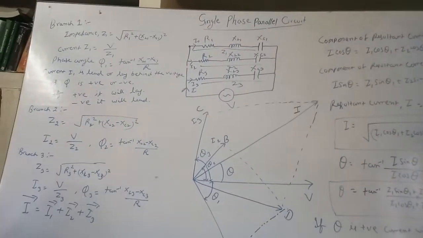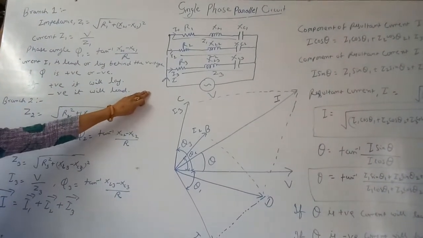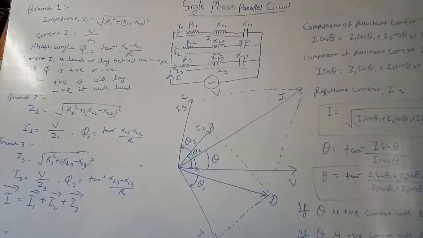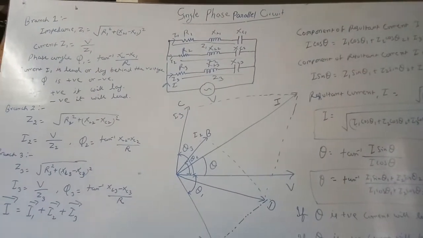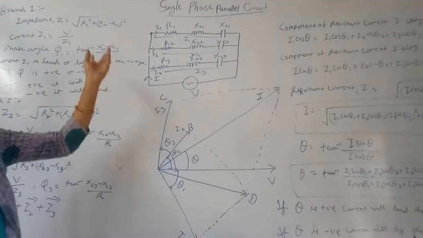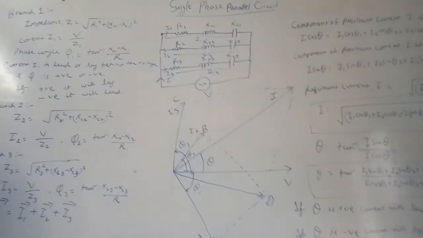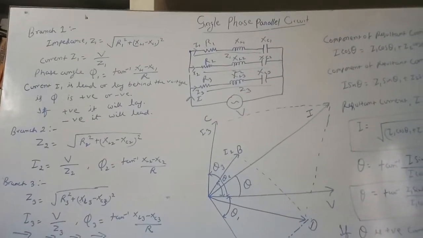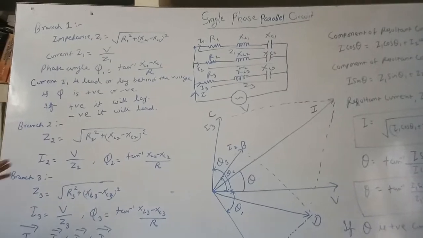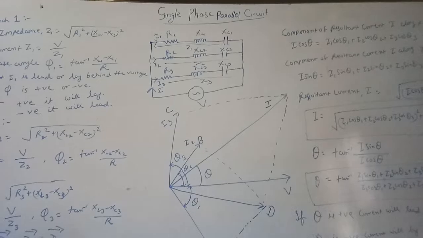For a parallel circuit, we draw the phasor diagram with respect to the voltage, and for a series circuit, we draw it with respect to the current. So we calculate all the parameters, then we can draw the phasor diagram of this circuit. First of all, we have to calculate all the impedances.